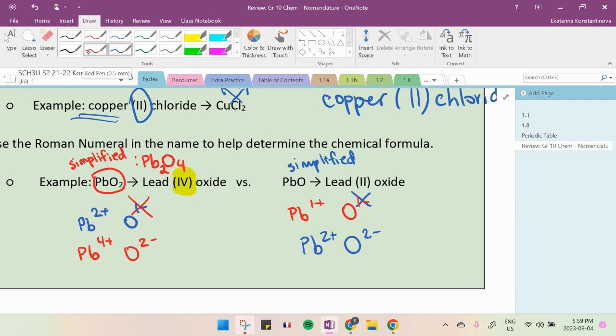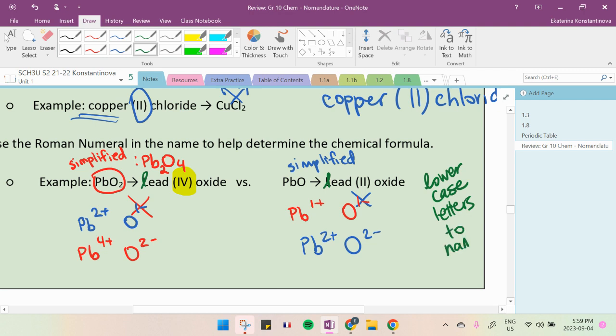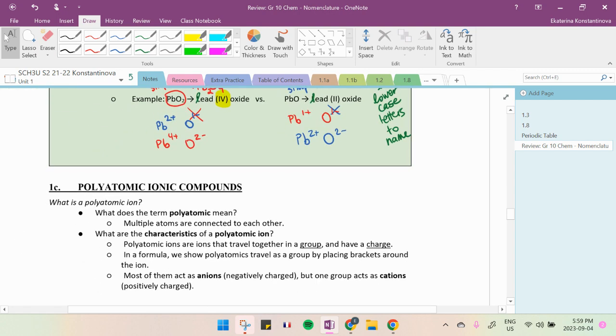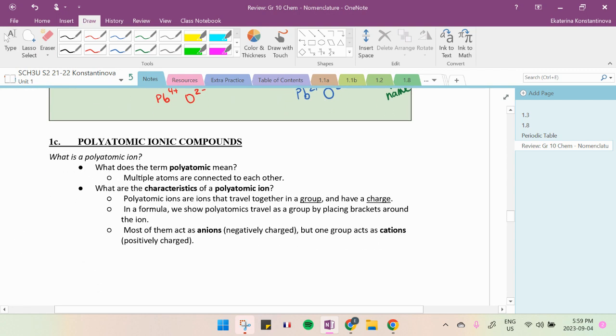Something else to note, usually we will always write the name using lowercase letters. Okay, never capitals. So this L should be a lowercase and this L should be a lowercase. Sometimes the computer autocorrects it for us. Okay, always use lowercase letters to name. Okay, that's something you need to remember. Put a big star. So let's continue talking about polyatomic ions.